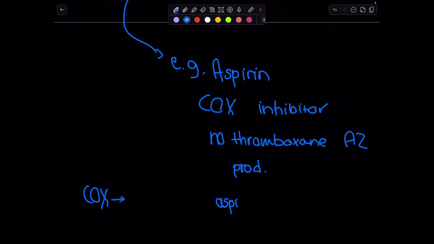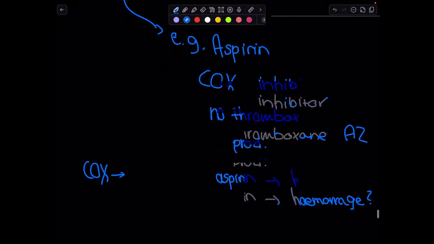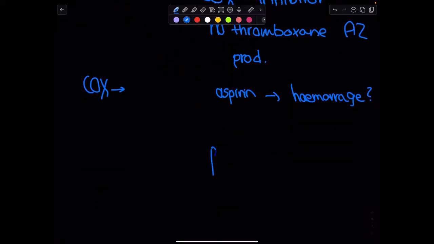So aspirin, it might cause a hemorrhage in extreme cases? Exactly. Because aspirin reduces clot formation, it can increase the risk of bleeding, especially if taken in high doses or combined with other blood thinners.